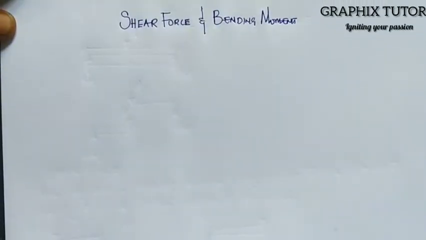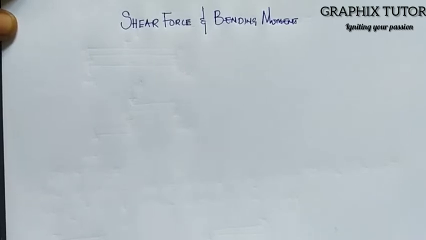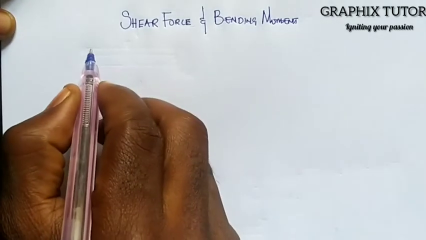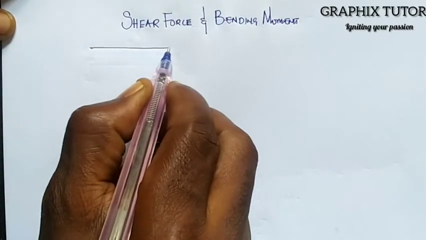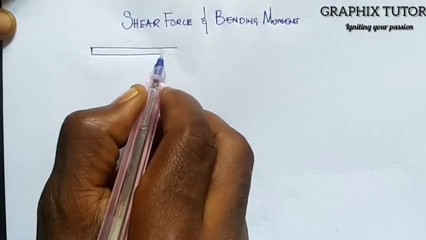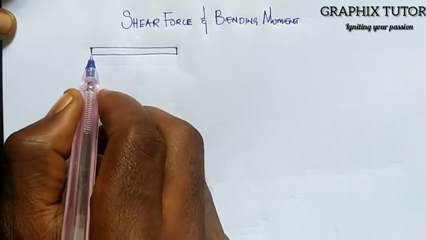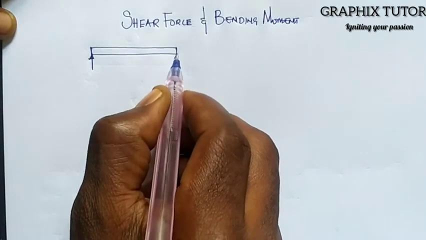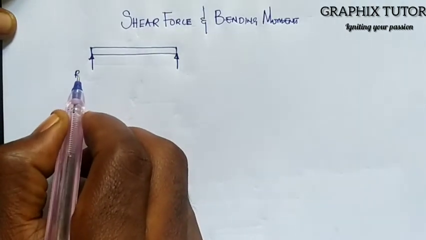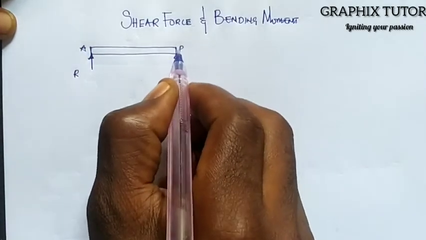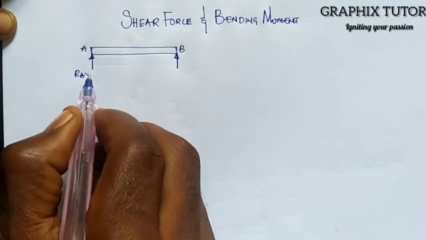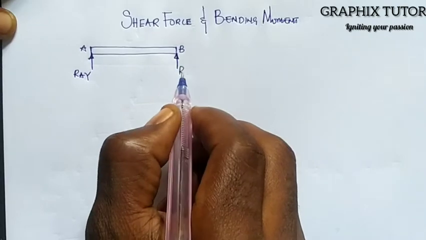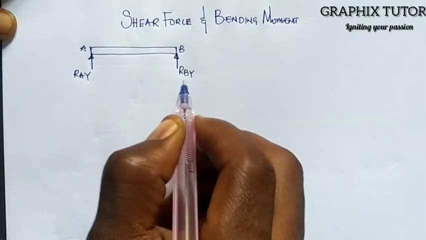Today we'll be looking at a topic in strength of material which is called shear force and bending moment. Now let's consider a beam that has two reactions. The reactions are at point A and point B. The reaction at point A we'll call RAY, and the reaction at point B we'll call RBY.